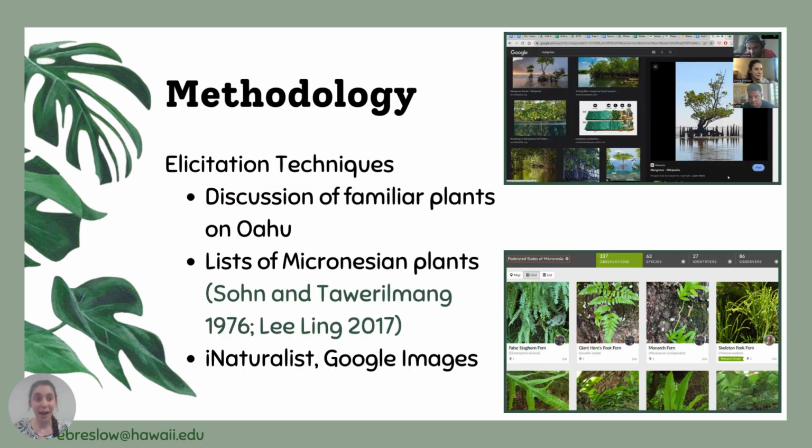In terms of how we actually found plants to talk about when they weren't physically present, I started by bringing up plants that I was familiar with from Oahu and thought might be on Eauripik. From there, we went through lists of Micronesian plants from other sources and used things like Google Images and iNaturalist to look at the plants together and go through images to help trigger memory or confirm that we were talking about the same plant.